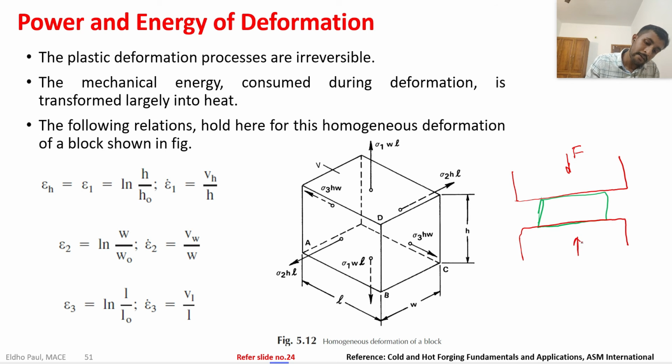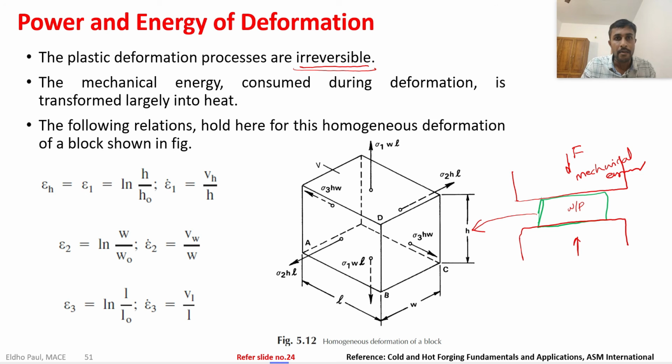Okay, so a similar body is shown here. The body is subjected to plastic deformation. How much power and how much load is required for the plastic deformation? Actually, when we do a plastic deformation, that is irreversible. That means we supply some mechanical energy. The force is applied in the form of mechanical energy, and when we apply the mechanical energy on this workpiece, the workpiece is deformed.